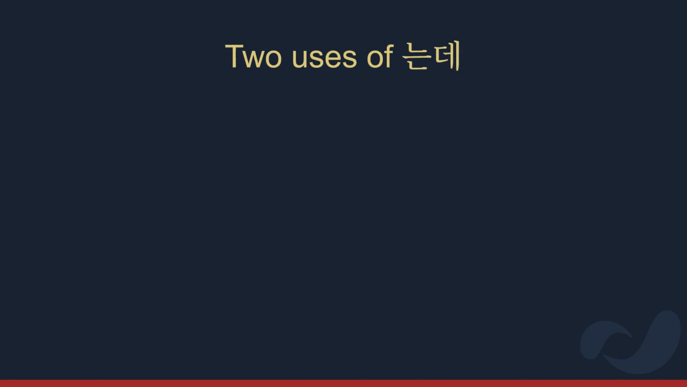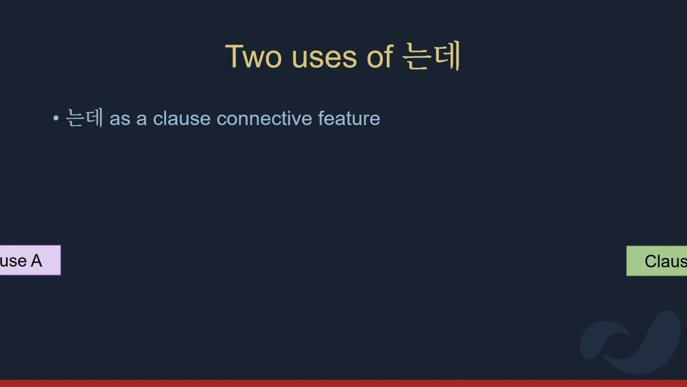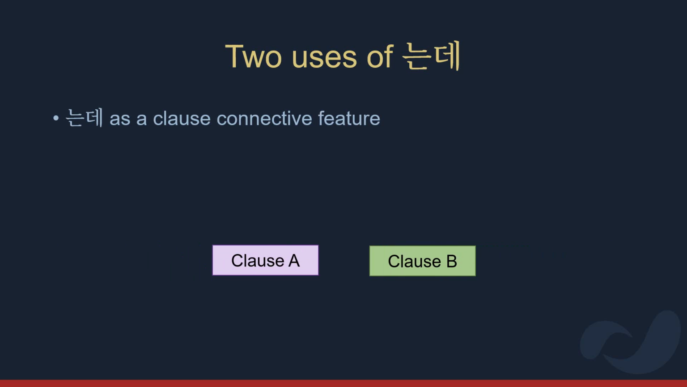So there are two kinds of Ninda. It's really just the one grammatical form, but we need to consider the two ways it's used. Looking at both will show what function Ninda has and why speakers use it. Firstly, there's Ninda as a clause connective feature, which is what most beginner resources explain it as. Here it looks like this, with clause A and clause B connected by Ninda. Clause A provides a background for what is to be delivered in clause B.